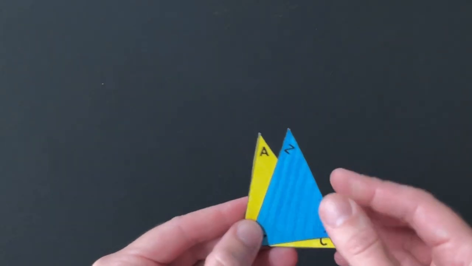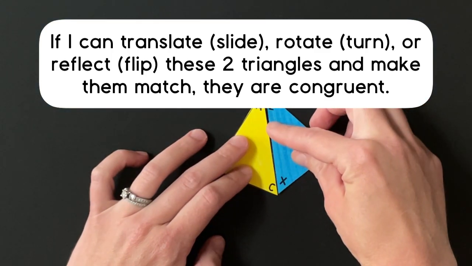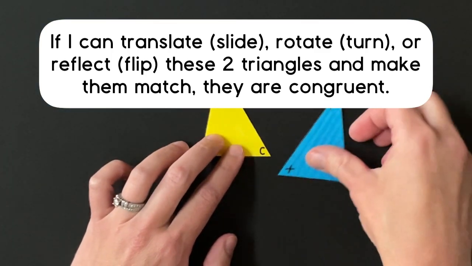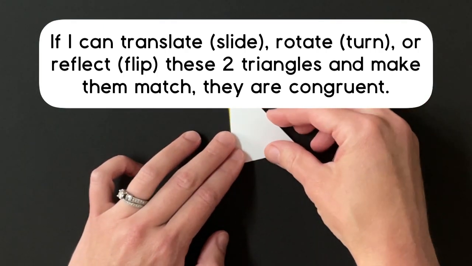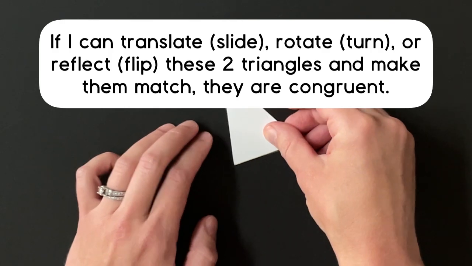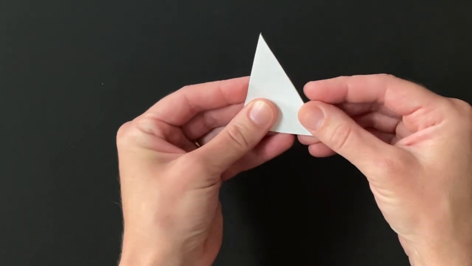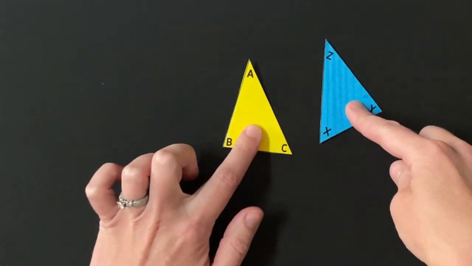What if we tell students that if I can translate, rotate, or reflect these two triangles and make them match, then they are considered congruent? And then we could let students play with it to see, can I make these two triangles match? Well, we can. Now we have made the concept of congruent triangles very tangible.